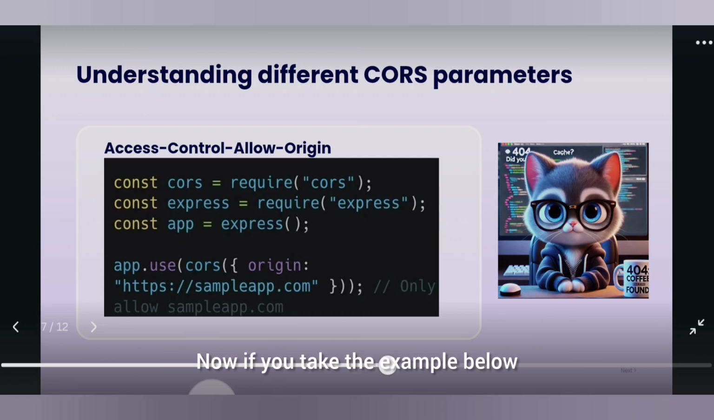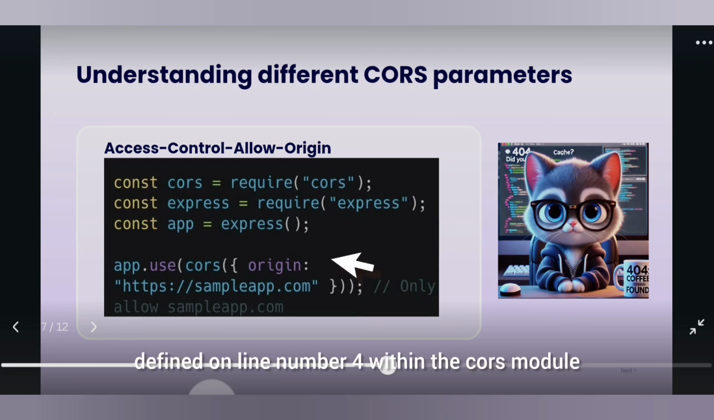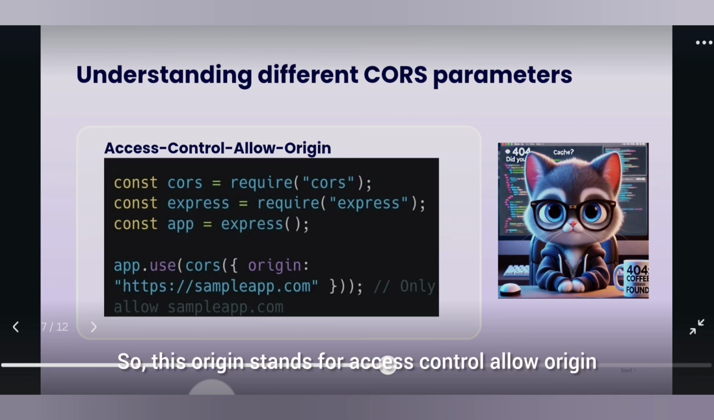Now if you take the example below, you have something called the origin param defined on line number 4 within the CORS module. So this origin stands for Access-Control-Allow-Origin.